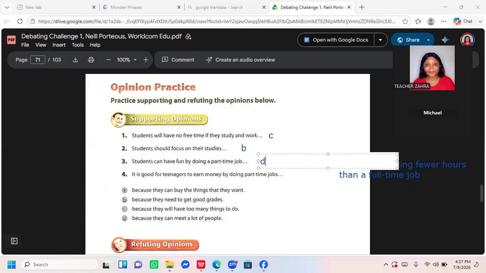It is good for teenagers to earn money by doing part-time jobs because they can buy the things that they want. Students will have no free time if they study and work because they will have too many things to do. Students should focus on their studies because they need to get good grades. Students can have fun by doing a part-time job because they can meet a lot of people. It is good for teenagers to earn money by doing part-time jobs because they can buy the things that they want.